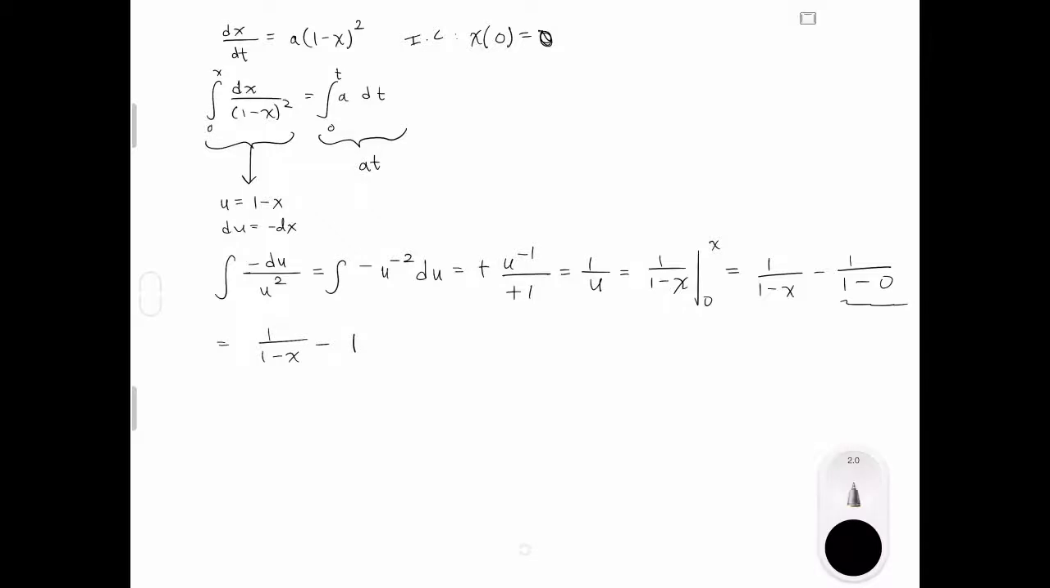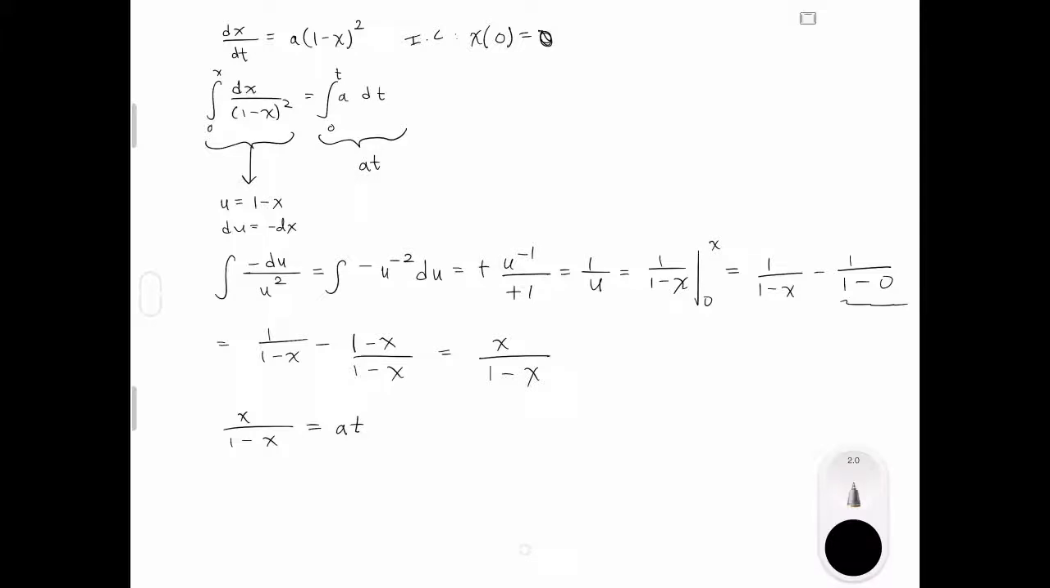And typically we want to write this in just one term. The way we do that is we recognize the fact that 1 is simply 1 minus x over 1 minus x. Then we combine the numerators and we get x over 1 minus x. So that's the left-hand side. Equate the left-hand side and right-hand side, and we get x over 1 minus x equals at. Easily we can move the a over and we have t as a function of x.